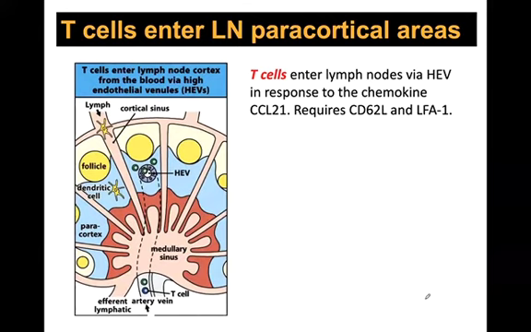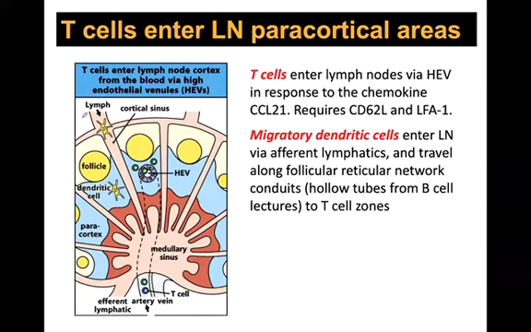Okay, so here's our lymph node. The T cells come in through the HEV, right, which is this post-capillary structure. It's one of the things I don't like about Janeway's textbook is he just draws them as circles, but they're not really circles. They're very organized structures. And that's in response to CCL21. This requires those other proteins, L-selectin, or CD62L, and LFA1.